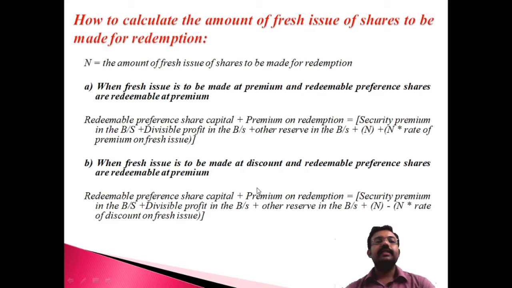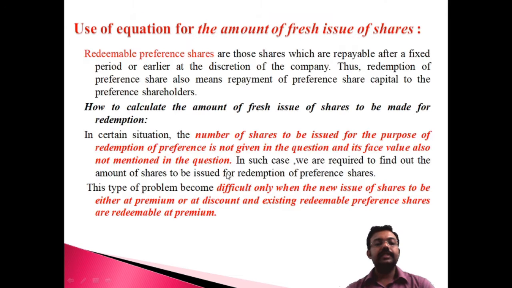Okay, so listen, how do we calculate the amount of the fresh issue of shares to be made for the redemption in this situation, when the shares are issued at a premium or a discount, and existing redeemable preference shares are redeemable at a premium, but the share price, that means the face value, and the number of shares are not given in the question.